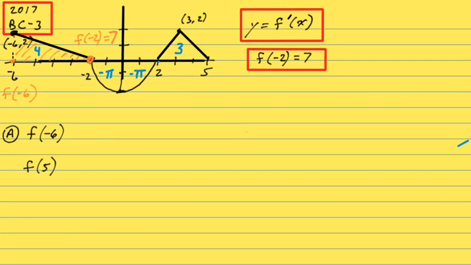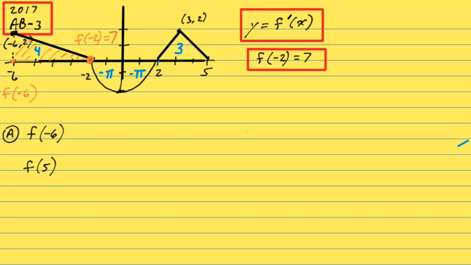Okay, they give us a graph. This is 2017 BC number 3. Actually, it's AB number 3, is it not? I think this is AB number 3. So let me fix that. AB number 3. They give us a graph of y equals f prime of x.